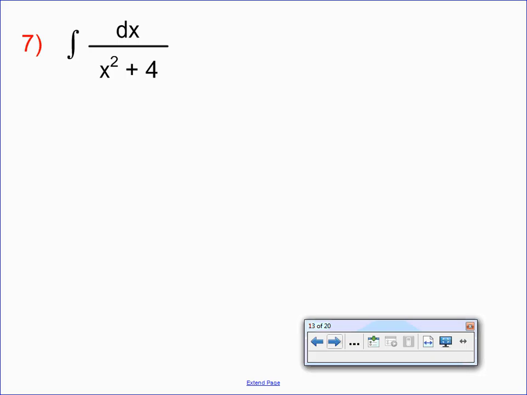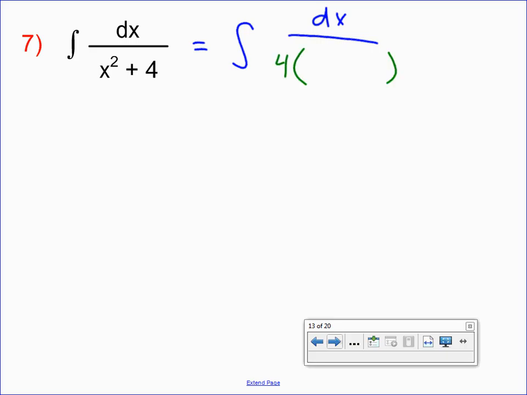Can we factor that denominator and force it to be 1 plus quantity squared? Well, I think we can. If we were to rewrite this, let's factor out a 4. That would make this 4 times what is x squared? 4 times x squared over 4 would equal x squared, plus 4 times what equals 4? 1, and there's our 1 plus argument squared.